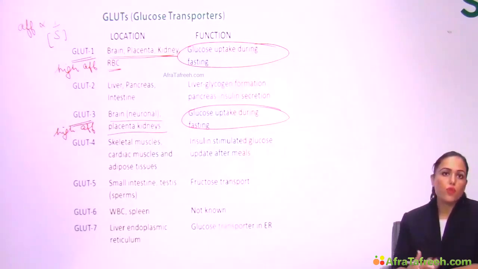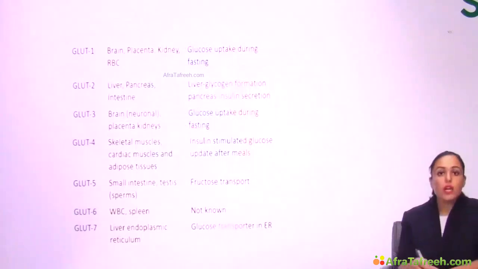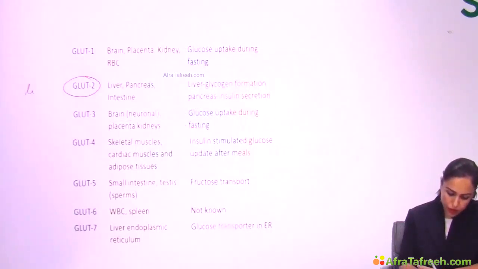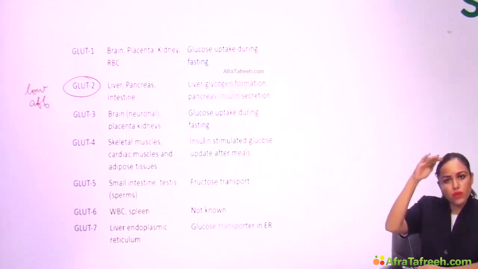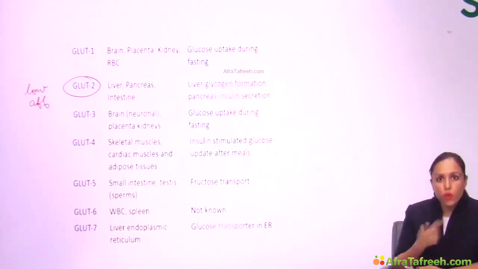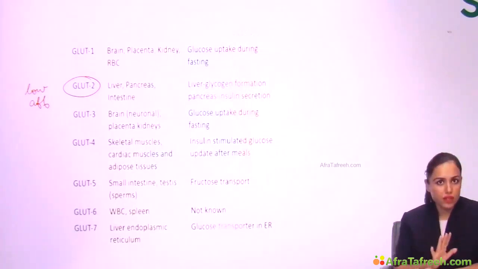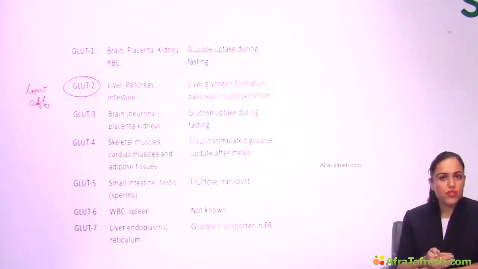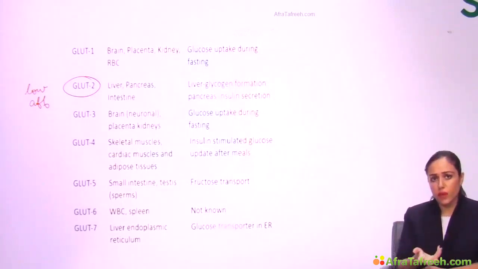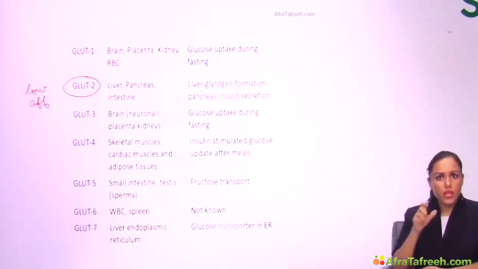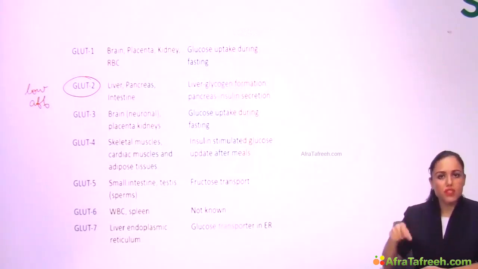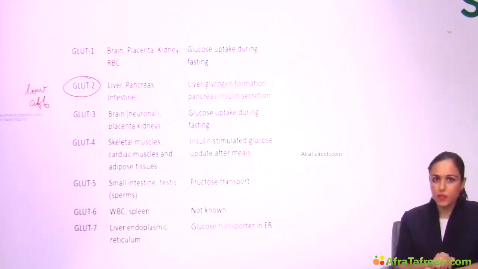Now let's come to GLUT2. Now GLUT2 has low affinity. Low affinity means more substrate required, more glucose required. More glucose is present during fed state. That means GLUT2 is active during fed state, right? Now GLUT2, when it is active during fed state, then what is the requirement? It is present on which cell of the body? See, when we are eating food, then in intestine, we have to absorb glucose. So a channel should be opened in intestine at this point of time.